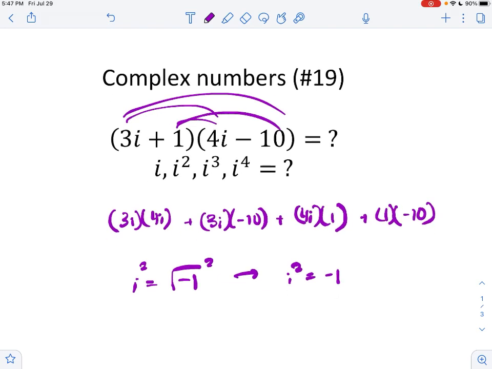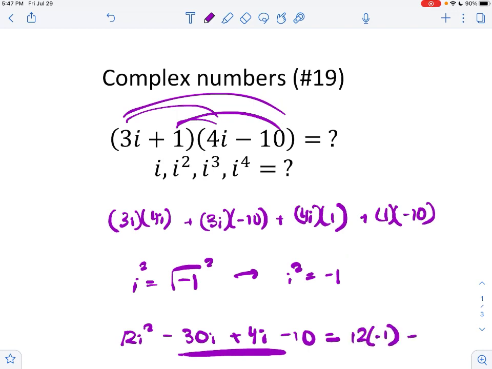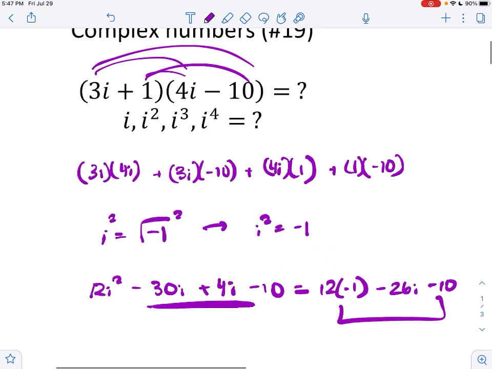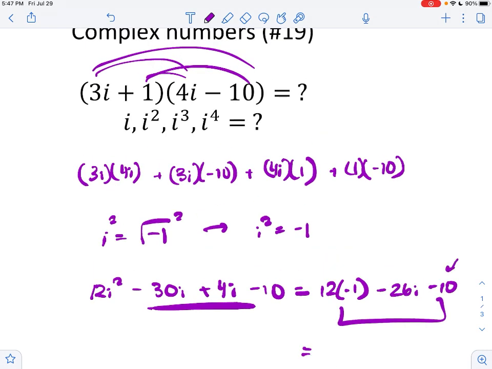We can add those terms together. So this turns into 12i squared minus 30i plus 4i minus 10. We can combine the middle terms because they both have an i. You can treat the i like a variable, as if you're working with x, for example. And then remember, we can substitute i squared for negative 1. So this turns into 12 times negative 1 minus 26i minus 10. And you can finally combine these two real numbers. That turns into negative 10 minus 12, negative 22 minus 26i. Okay, this is your final complex number. So that's what this turns into.